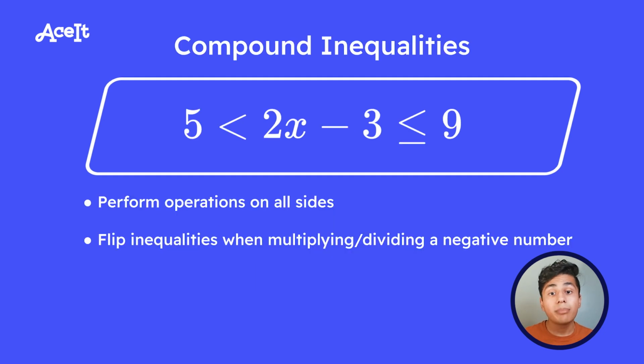Now let's get into compound inequalities. This is a relationship that forms a range of values the variable can be. We can see in this case 5 is less than 2x minus 3, which is less than or equal to 9. So when performing operations to isolate x, make sure you do them on all sides of the inequality. And as before, if you multiply or divide by a negative number, you have to flip both signs.